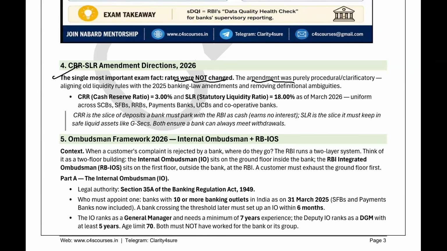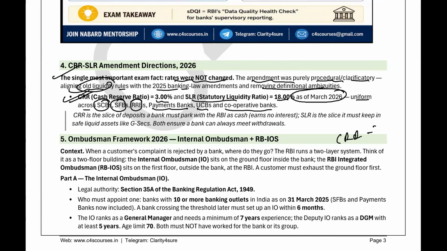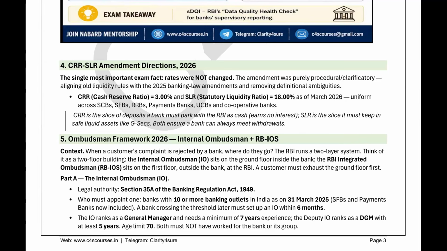The amendments were purely procedural and clarificatory, aligning old liquidity rules with the 2025 banking laws amendment and removing definitional ambiguities. Try to understand. What is CRR? CRR now is 3% and SLR is 18% as of March 2026, which is uniform across scheduled commercial banks, small finance banks, and regional rural banks. Please note, payment banks, urban cooperative banks and cooperative banks are also included. How much is CRR? They should have 3% and SLR is 18%. You should remember, it is according to March 2026.